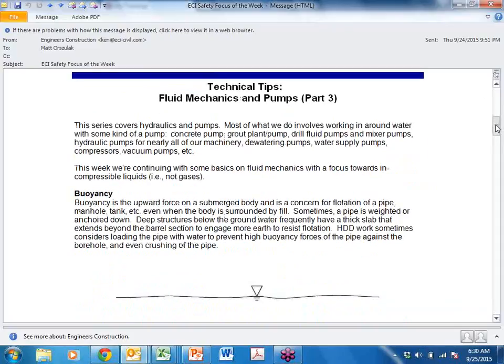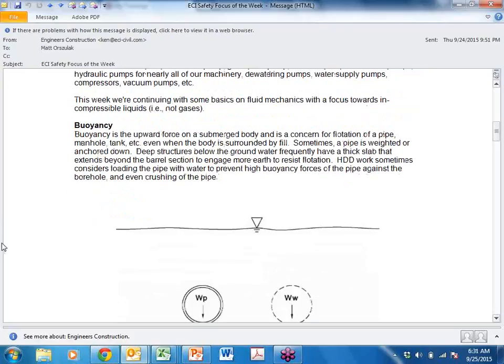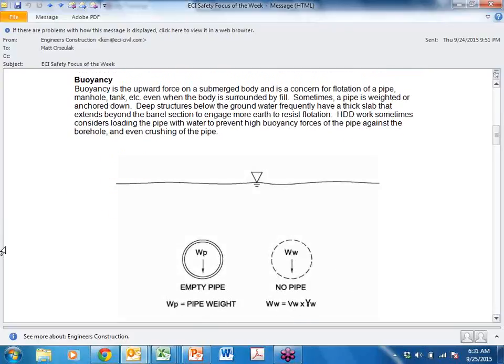Okay. Technical discussions today. Fluid mechanics and pumps still. There's a lot to talk about on this subject. And today we're going to talk about buoyancy. And buoyancy is an upward force on a submerged body and is a concern for flotation of a pipe, a manhole, a tank. Even when a body is submerged by fill, if it's below water, it can pop out.